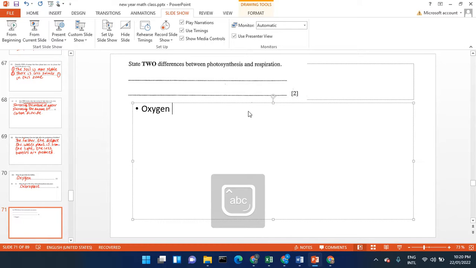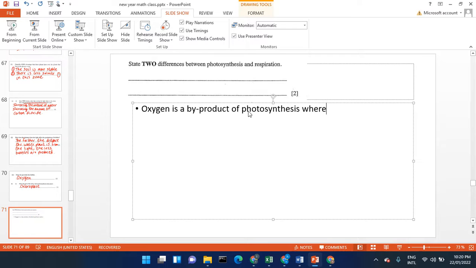So oxygen is a byproduct of photosynthesis. So the byproduct of photosynthesis is oxygen. Whereas, here's where the difference lies, carbon dioxide is a byproduct of respiration. So how do these two processes differ?